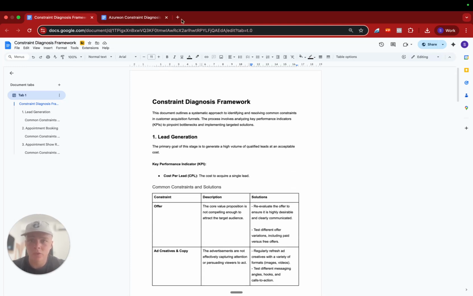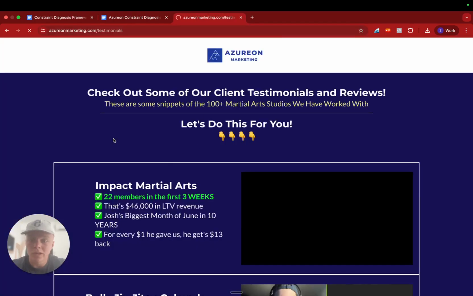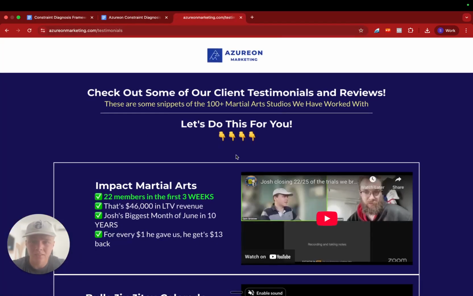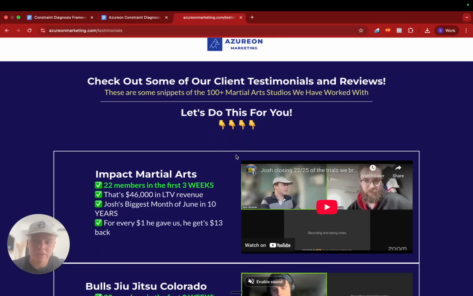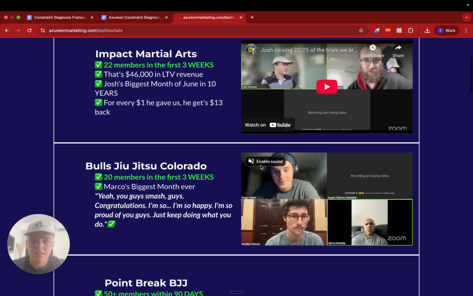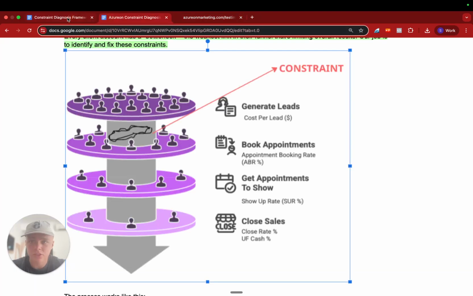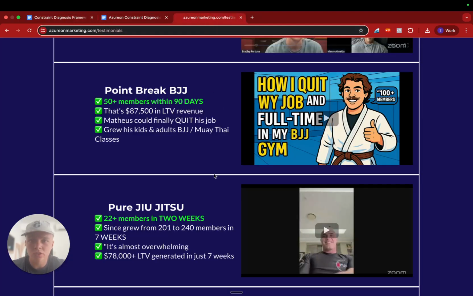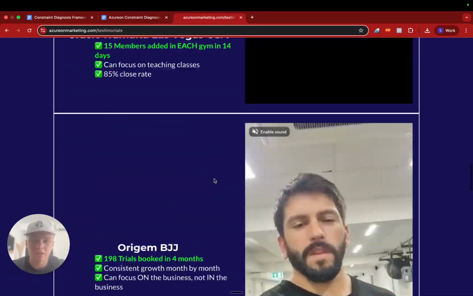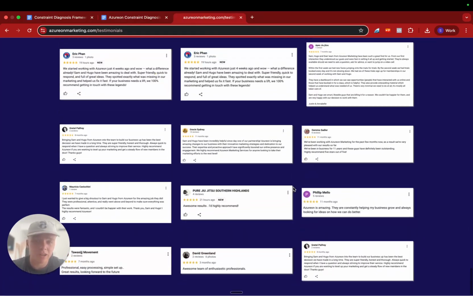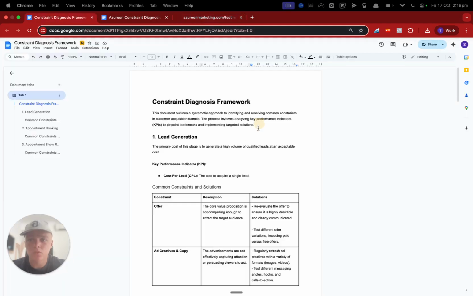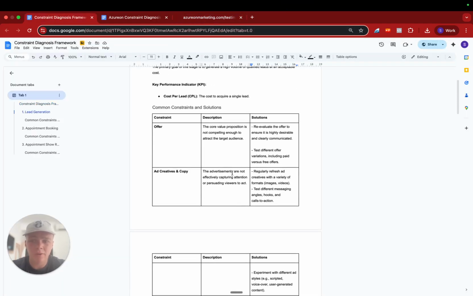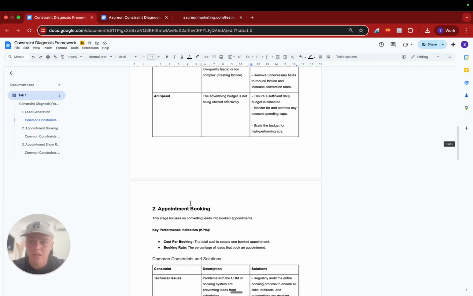It's the reason that we see results like this, with our average client generating 35 plus showed appointments per month, because we've implemented these constraints. We know the solutions because we have the data. It's why we have over 35 five-star reviews, because we know what we're doing, we make data-driven decisions and we follow this.